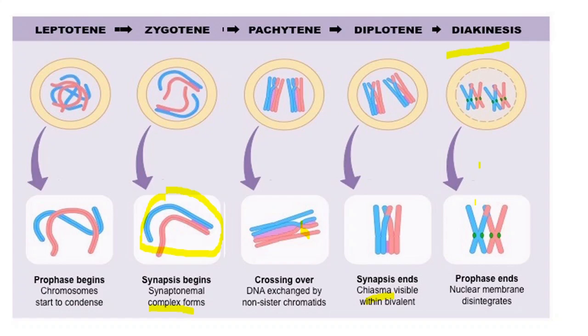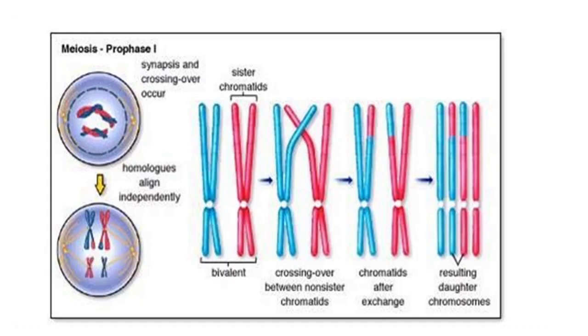So, that marks the end of prophase 1. Now here, prophase 1, just to make the explanation more elaborate, meiosis 1, prophase 1, synapsis and crossing over occur. This is the main event here. Homologs align independently. So what will happen?